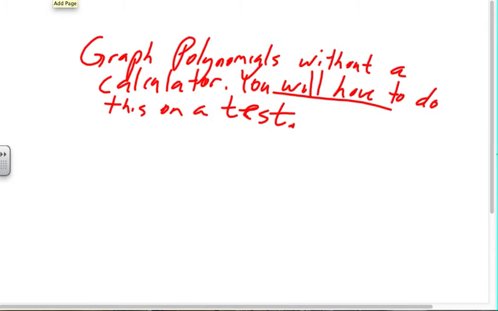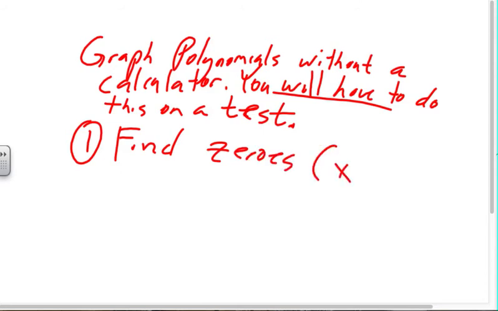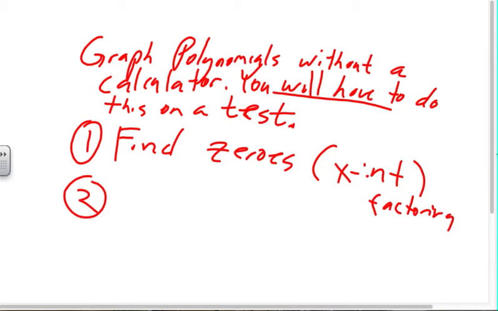So what you do, you graph polynomials. Number 1, you find your zeros, which are your x-intercepts. And this is usually done by factoring. Remember, you're not going to be able to look it up on your calculator because you don't have one. The second one, you're going to have to build a table, like with inequalities.